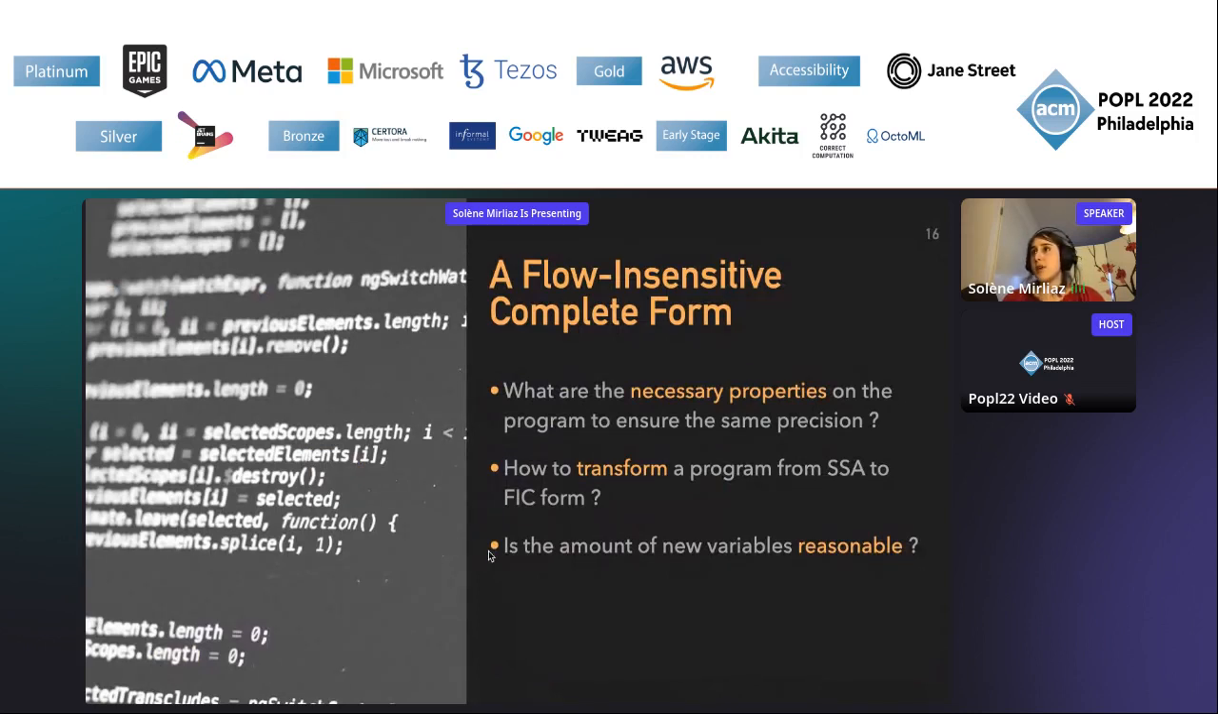And in the next part, I will present how to obtain programs that respect this property, and finally show the result of some preliminary experiments to see if the number of variables inserted remains reasonable to do a flow-insensitive analysis.